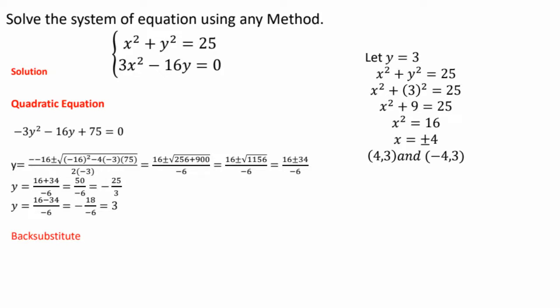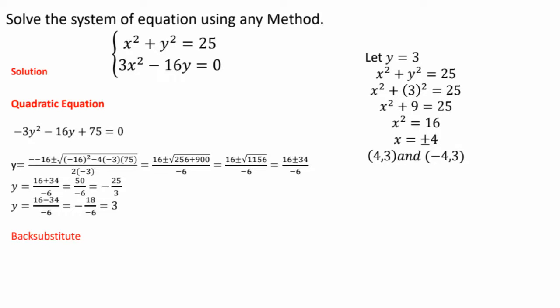Let's do y equals 3. Everywhere I see y, I'm going to plug in the 3. Again, I just chose the first equation, my circle. So I have x squared plus 3 squared equals 25. 3 squared is 9, so we have x squared plus 9 equals 25.